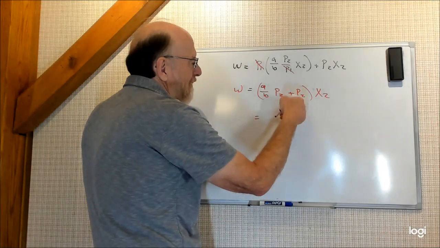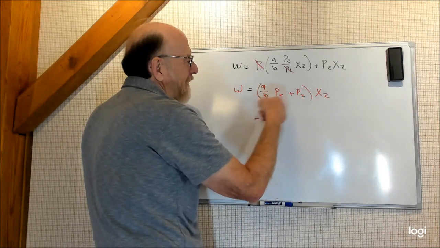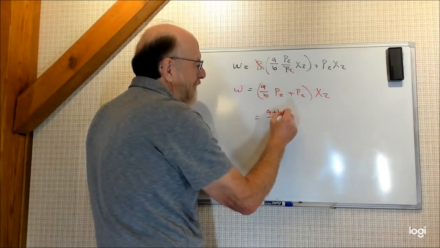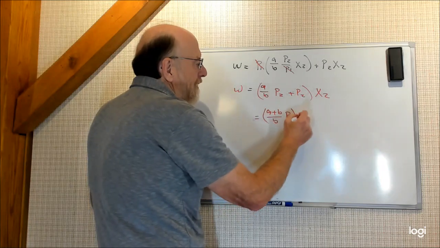If we put P2 over a denominator, that will be B, this will be A plus B over B times P2 times X2.